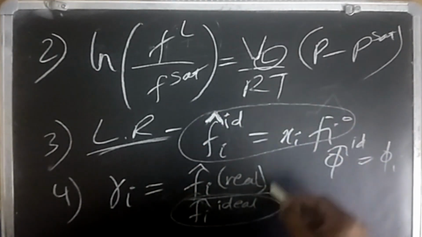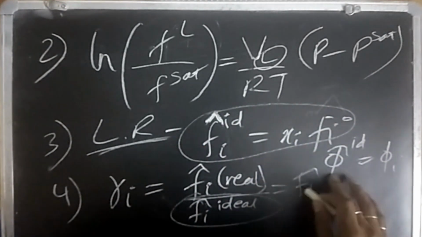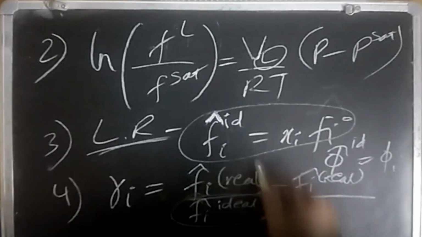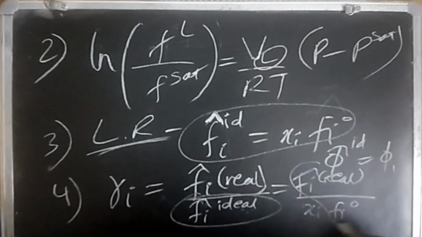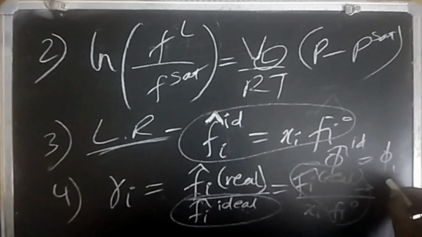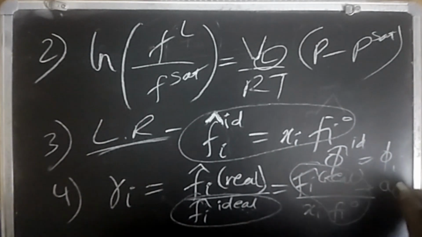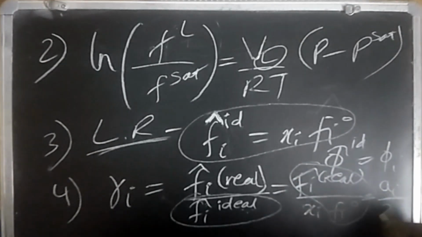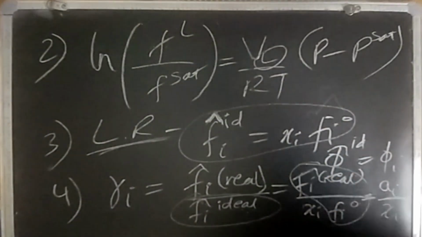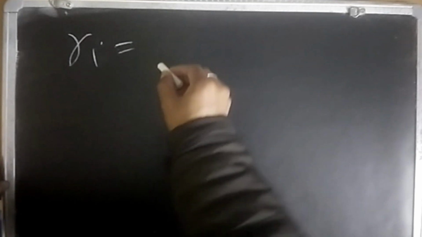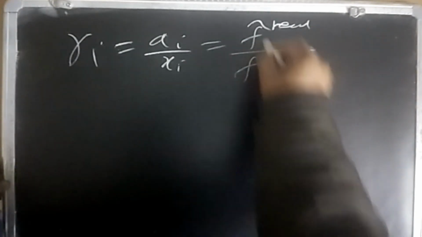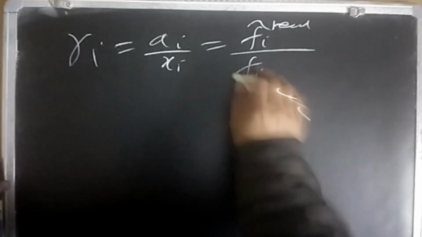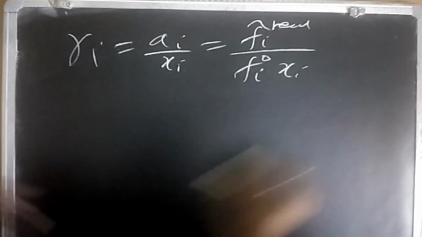Okay, now this ideal thing can be further used using this. f ideal can be written as this. Putting this, we can put f_i real upon f ideal means x_i into f_i naught of pure. Okay, and this thing f_i by f_i naught is actually alpha, or we can also write a, activity. So gamma_i is activity of i divided by x_i. So finally, gamma_i is equal to activity_i upon x_i is equal to f_i real upon f_i pure into x_i.